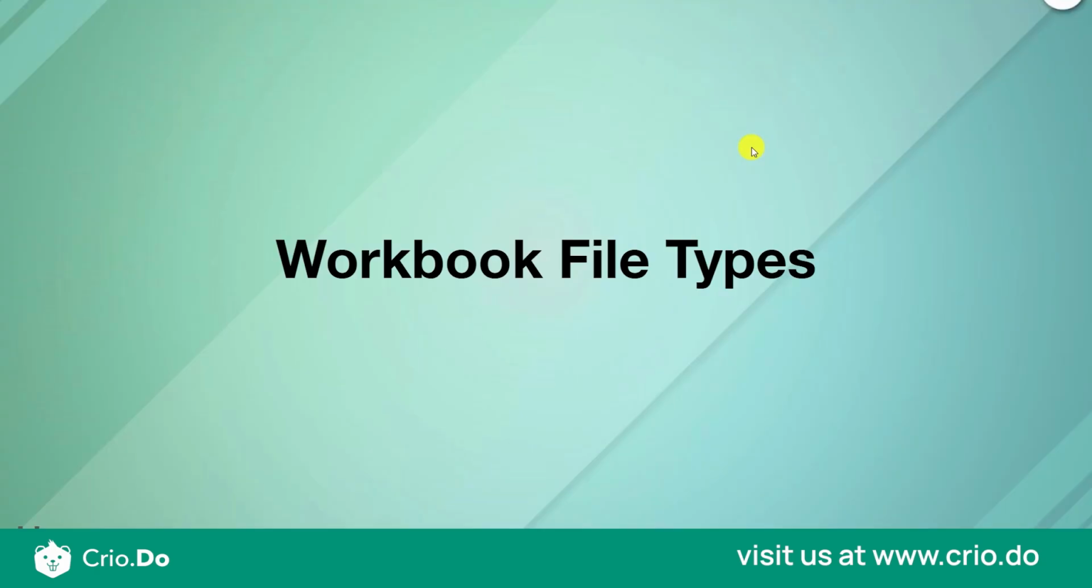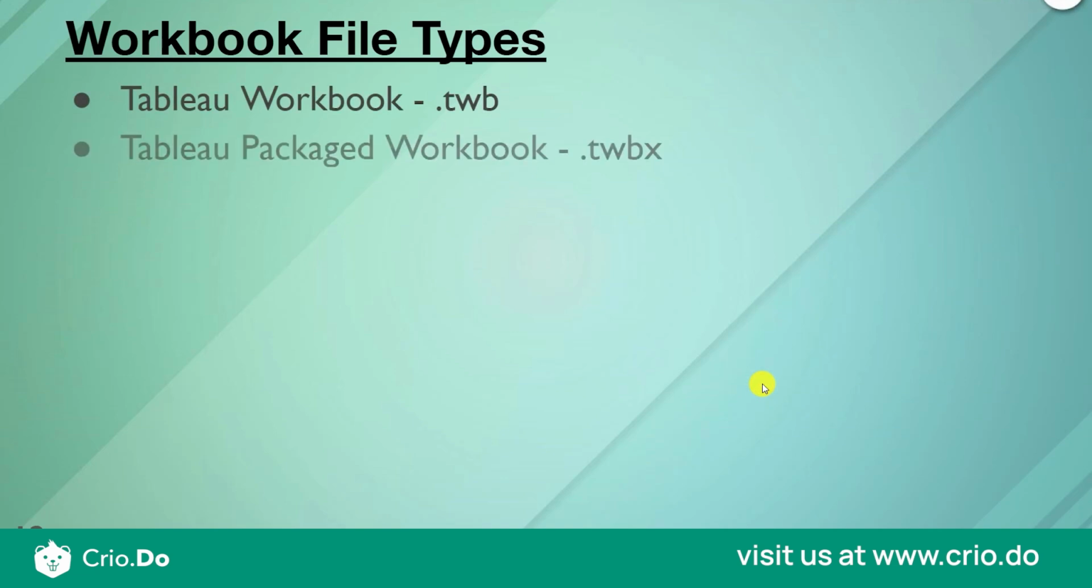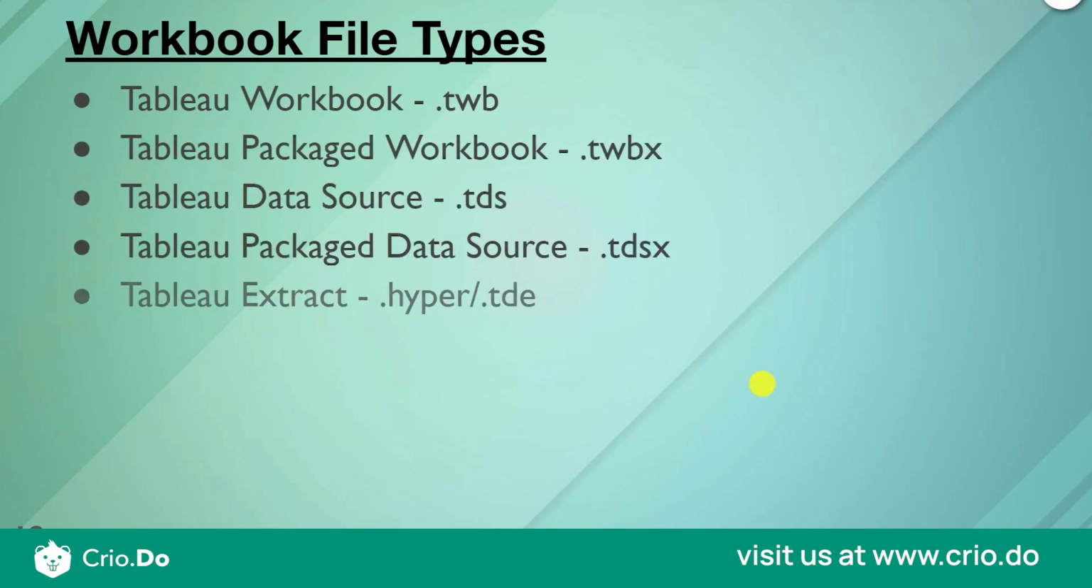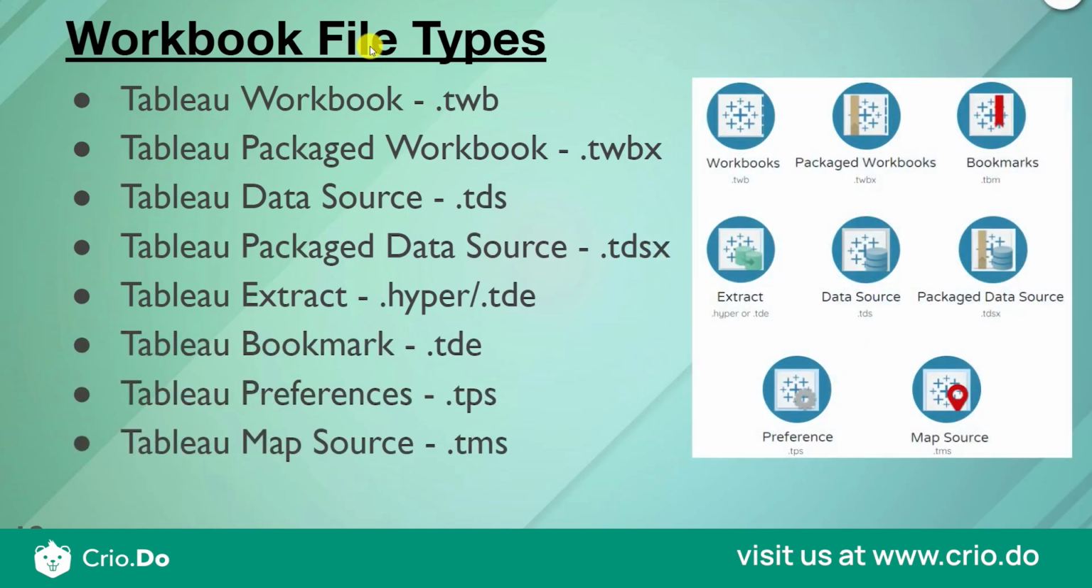Workbook file types. So what file types do we have inside Tableau? The first workbook file type is Tableau workbook, .twb. This workbook actually saves the data source information. So it will hold one or more worksheets, dashboards, or stories, but this one will save only the live connection data source.